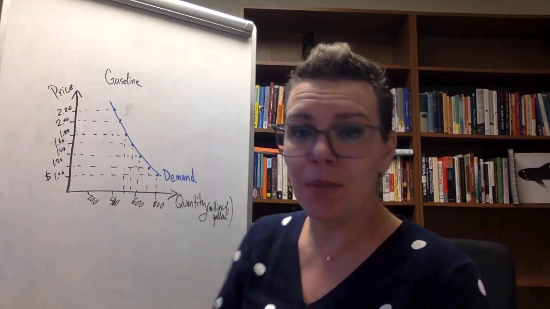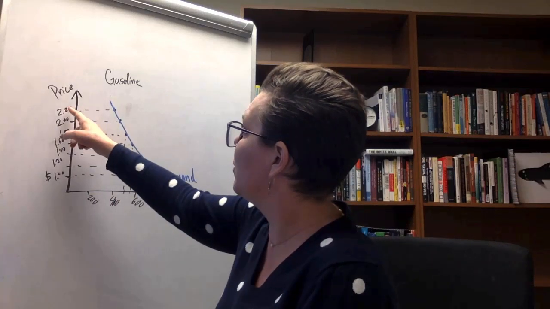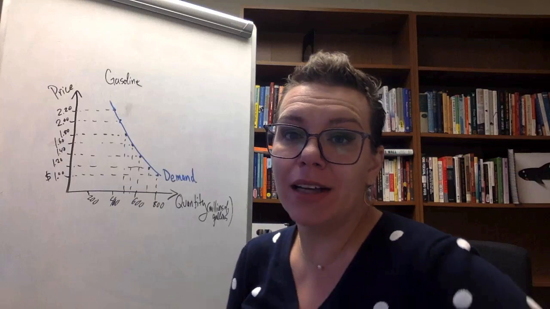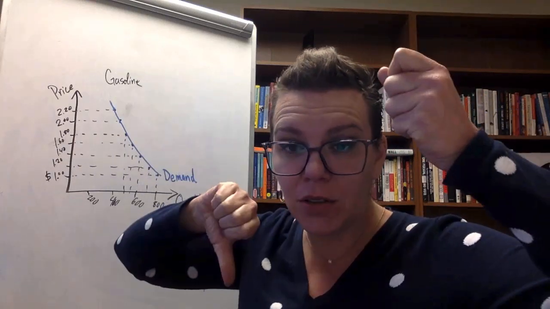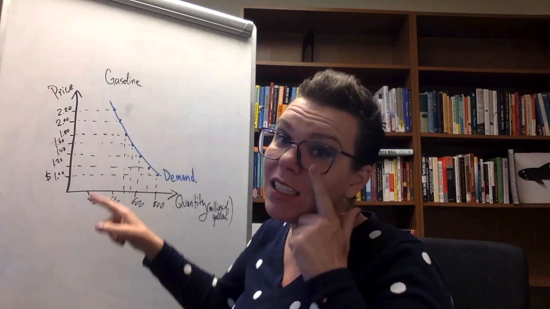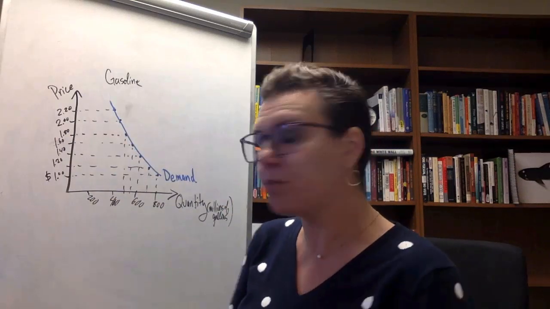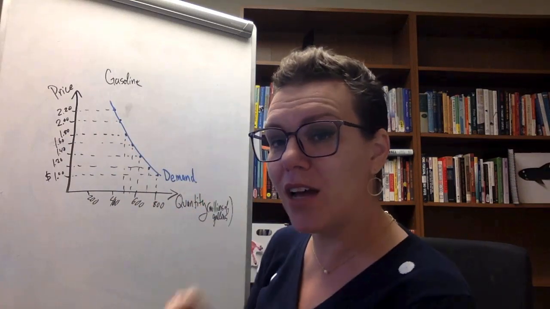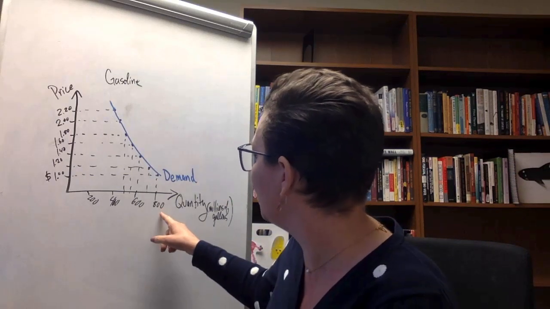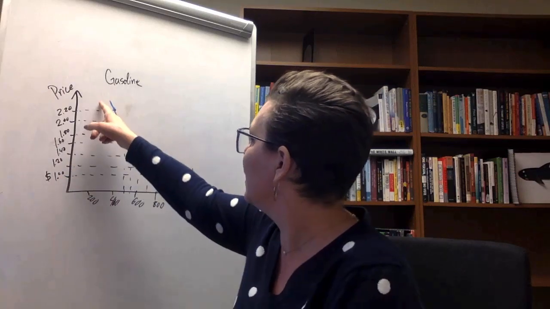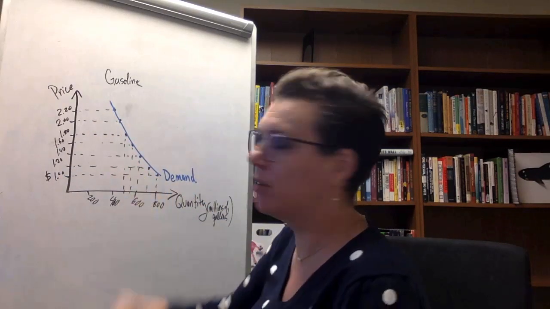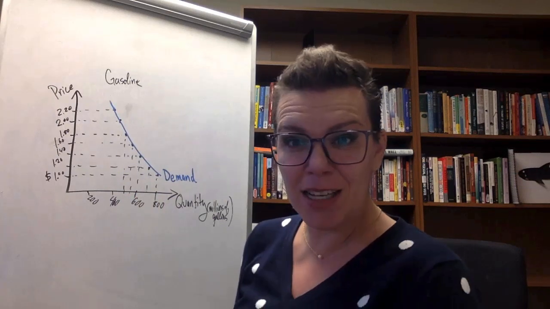Here we can see the relationship between price and quantity is a negative relationship. As price goes up, quantity demanded goes down. As price goes down, quantity demanded goes up. So because of that law of demand, we are always going to have a downward sloping demand curve. That's what the law of demand says. It says this relationship between quantity and price is going to be a negative or a downward sloping relationship. So far, so good? Does that make sense?